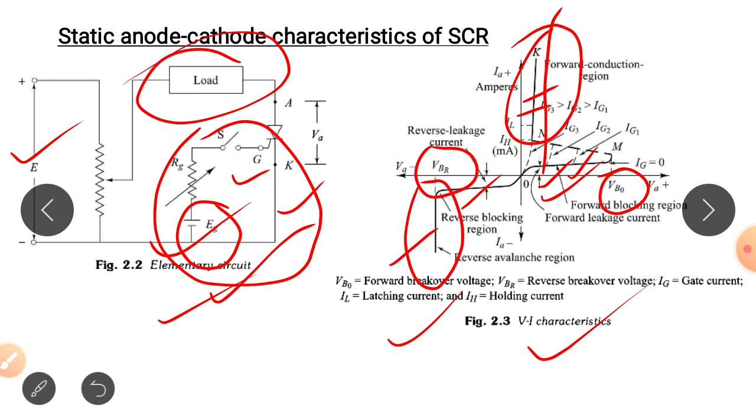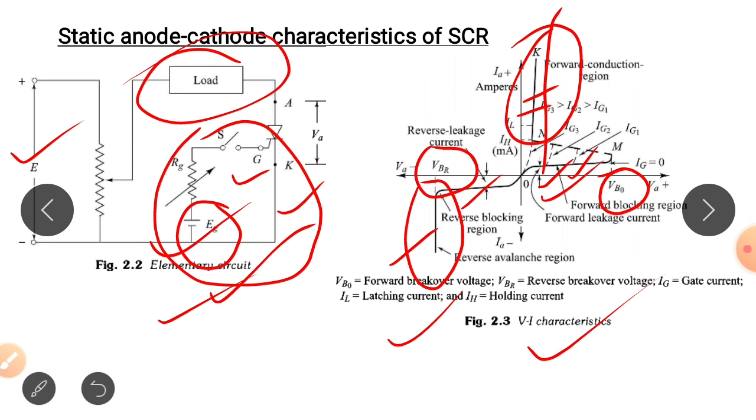Once the thyristor is in on state, it acts like a closed switch. So here the anode current is limited by load impedance, because the voltage drop across the SCR is now very small. That's why the load current, or the anode current, is limited by load impedance.